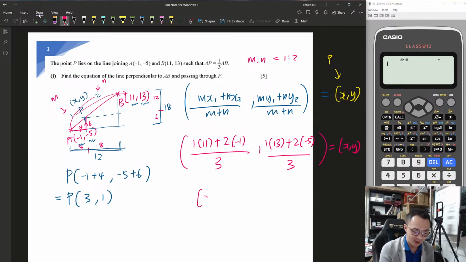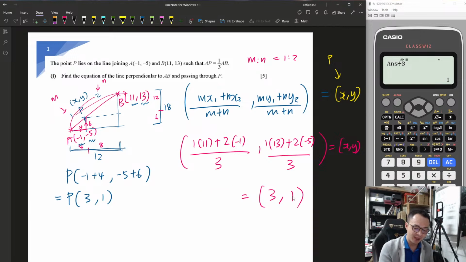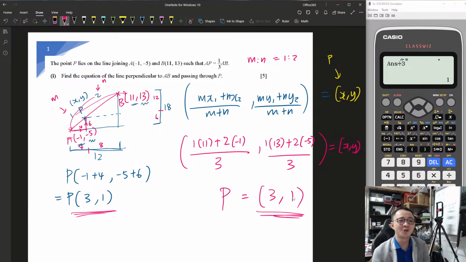By solving this one, I can easily know my x and y. This one is 11 minus 2 divided by 3, so yeah, it's 3. Then this one is 13 minus 10 divided by 3, which is 1. So you can see, eventually I got my coordinate P is (3, 1). Here I also got (3, 1). So no matter which method I'm using, I'm getting (3, 1).